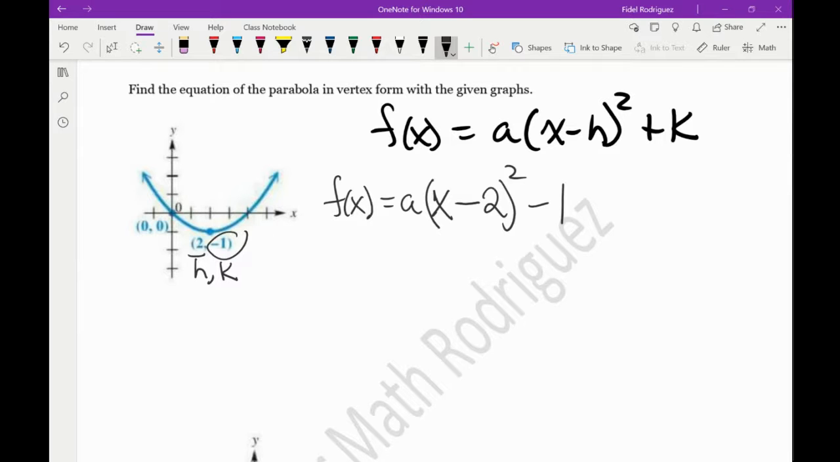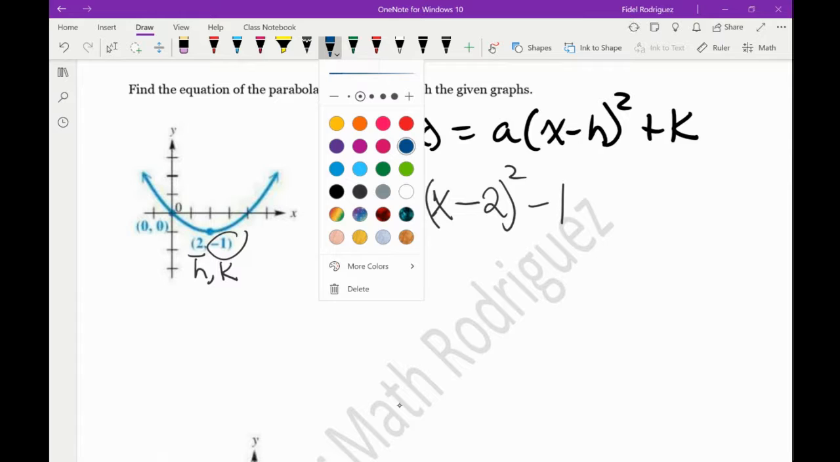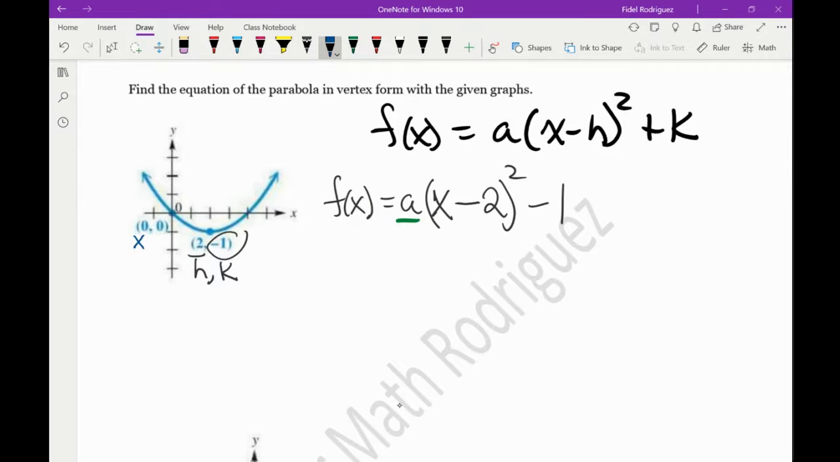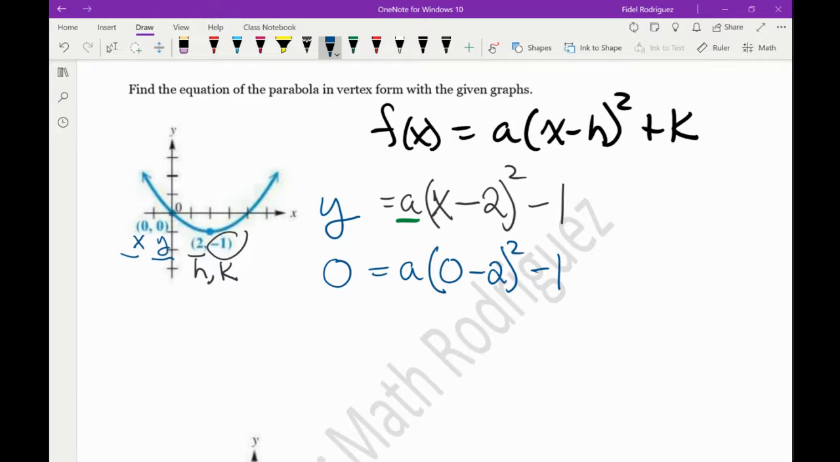Our equation would look like this, but we need to find a number for a. So the way we're actually going to do that is we're going to come back over here and say, you know what? This is really an x number and that's a y number. And if it helps y'all, instead of using f of x, we can write it using y, because y and f of x really mean the same thing. So everywhere I have the letter y, I'm going to put a 0, and everywhere I have an x, I'm going to put a 0. So I'm going to put 0 equals a times (0 minus 2) squared minus 1.